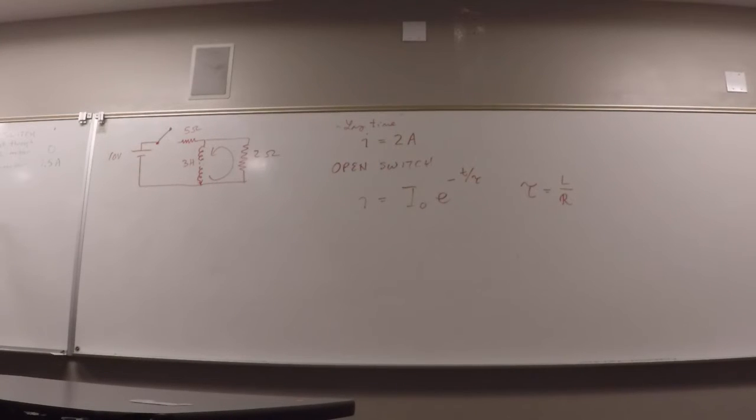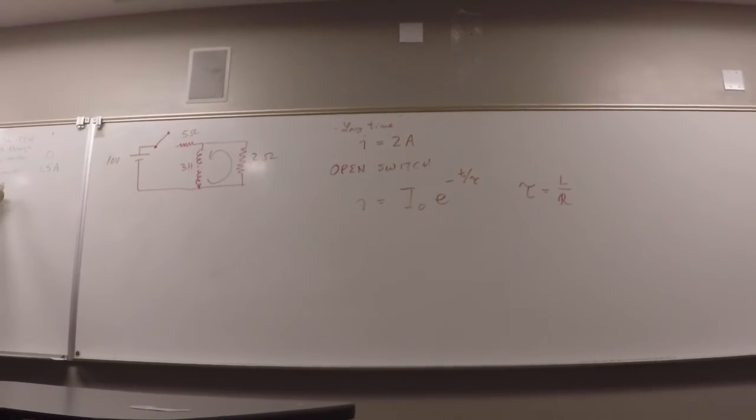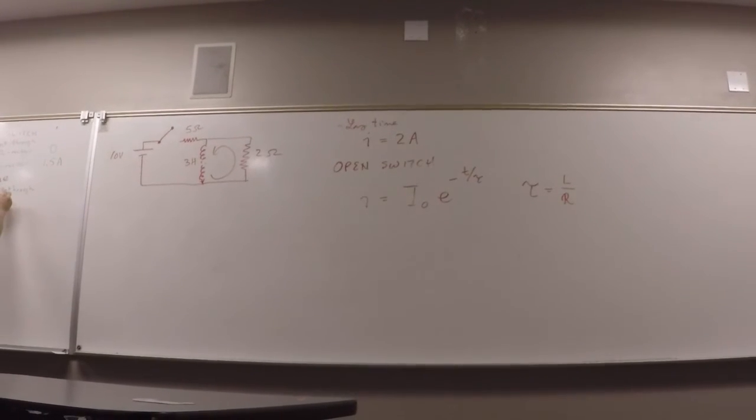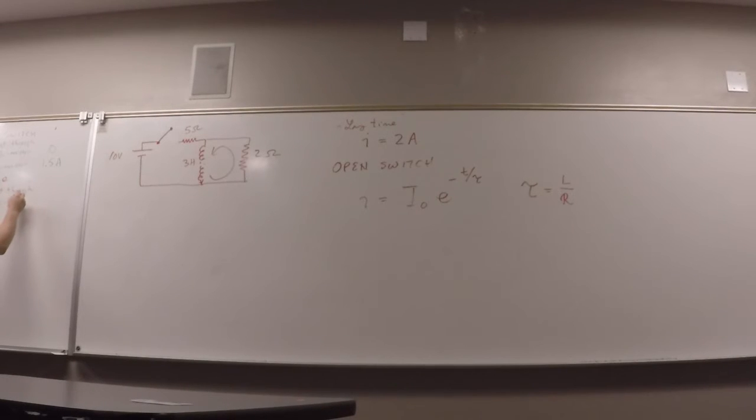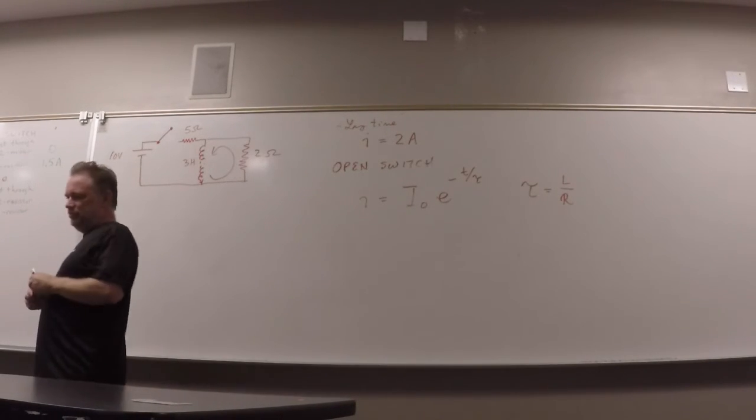Now we wait our first long time. Okay? So now that we've waited, we want to again take a look at the current through the 5 ohm resistor and the 10 ohm resistor. So what's the current through the 10 ohm resistor? Nothing.